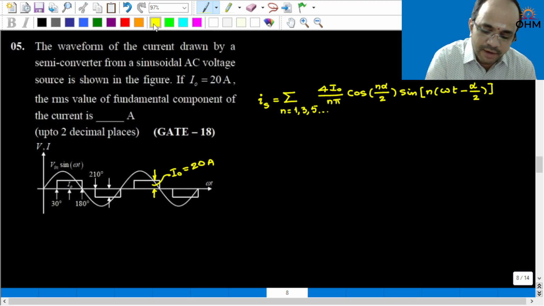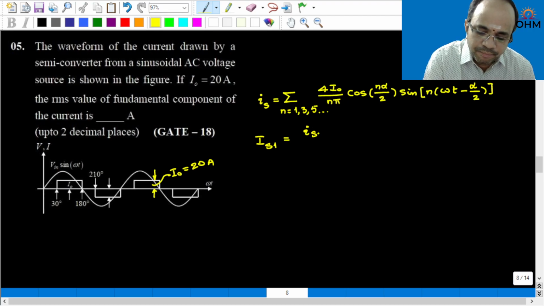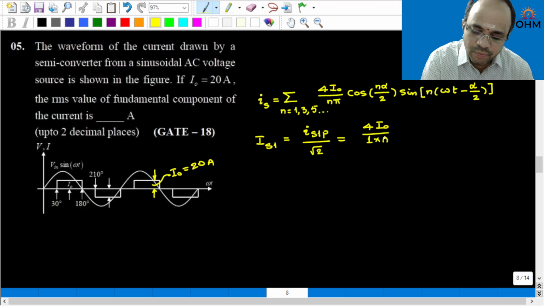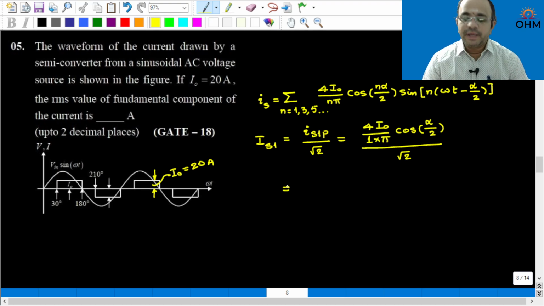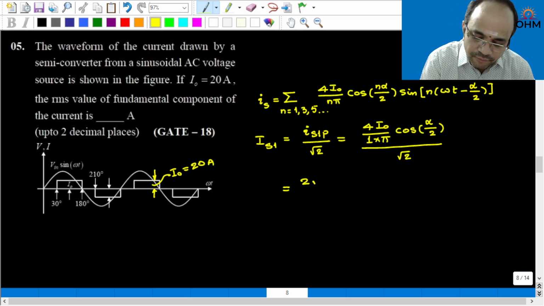So basically what I can write, RMS value of fundamental component is equal to peak value of the fundamental divided by root 2. What is the peak value of the fundamental? 4 I naught divided by pi, now substitute n equal to 1, multiplied with cos of alpha by 2. This total value divided by root 2, okay, divided by root 2. So this will be further simplified as 2 root 2 by pi into I naught into cos alpha by 2.